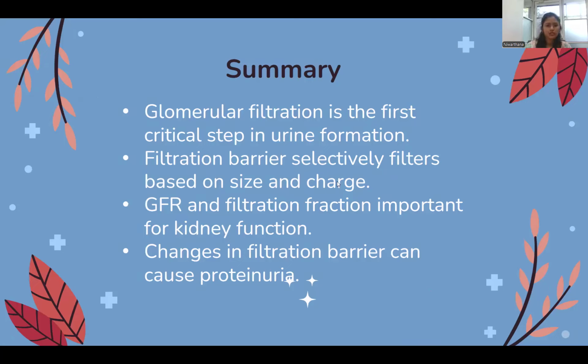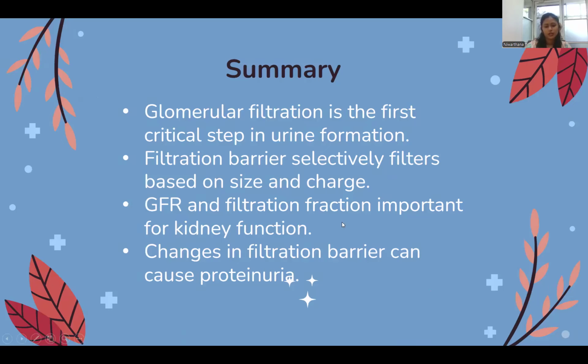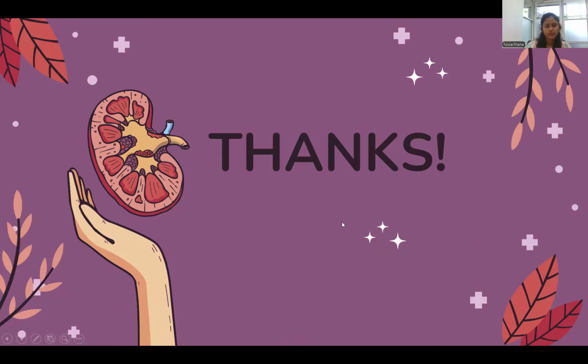So in this session, we talked about glomerular filtration. This is the first critical step in urine formation, and how the filtration barrier selectively filters based on size and charge. Okay, and the glomerular filtration rate and filtration fraction are important for kidney function. And the changes in protein, the minimal change nephropathy, how it can cause proteinuria. So that's the end of the session.